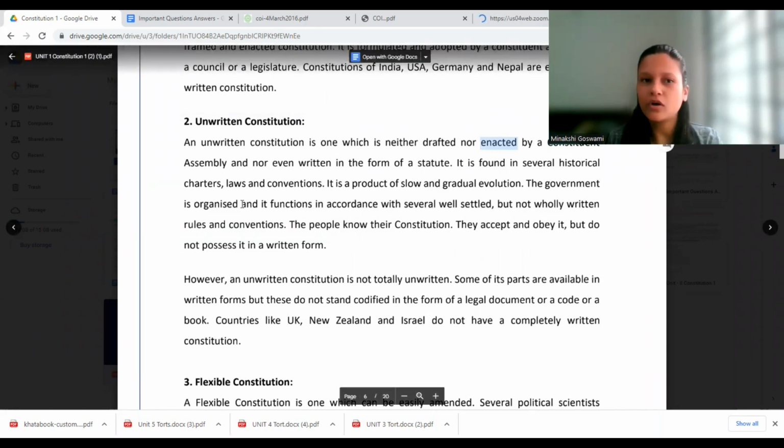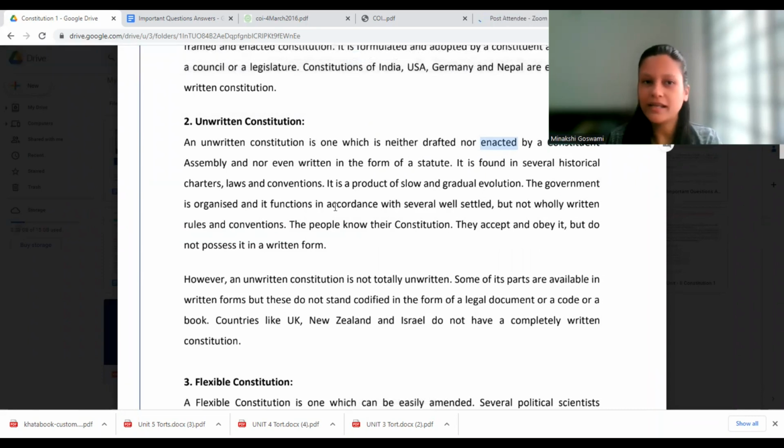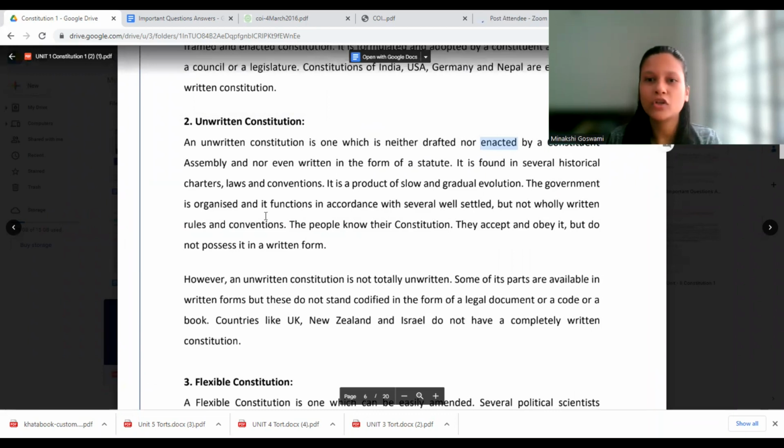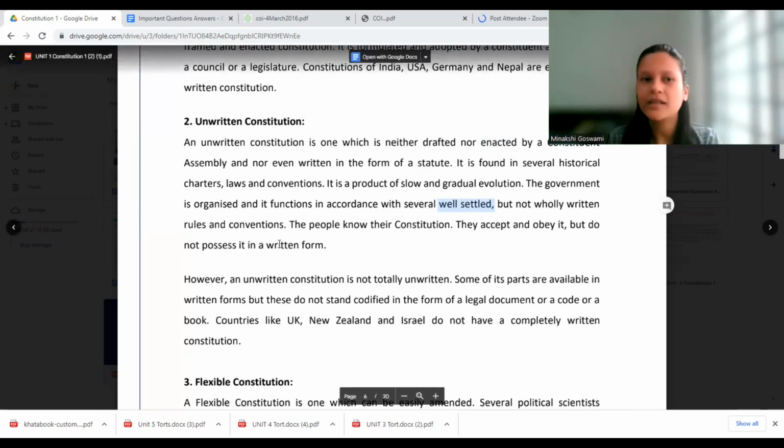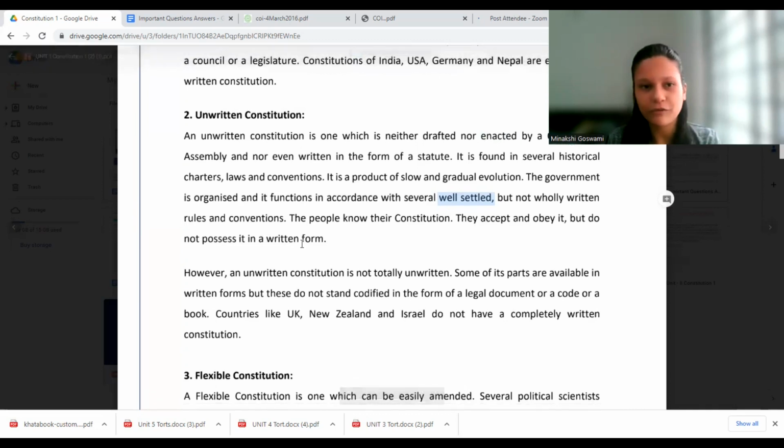The government is organized and it functions in accordance with several well settled but not wholly written rules or conventions. These rules are well settled, they are being followed, but it's just that it's not there in one single document. People know their constitution, they accept it, they obey it, but it's not in a written form.